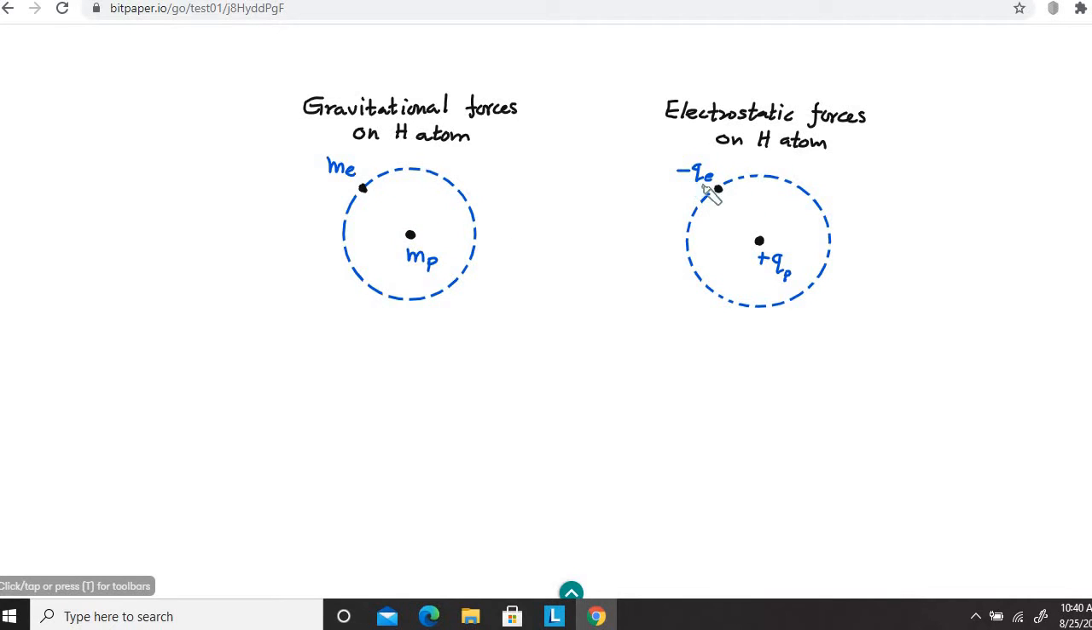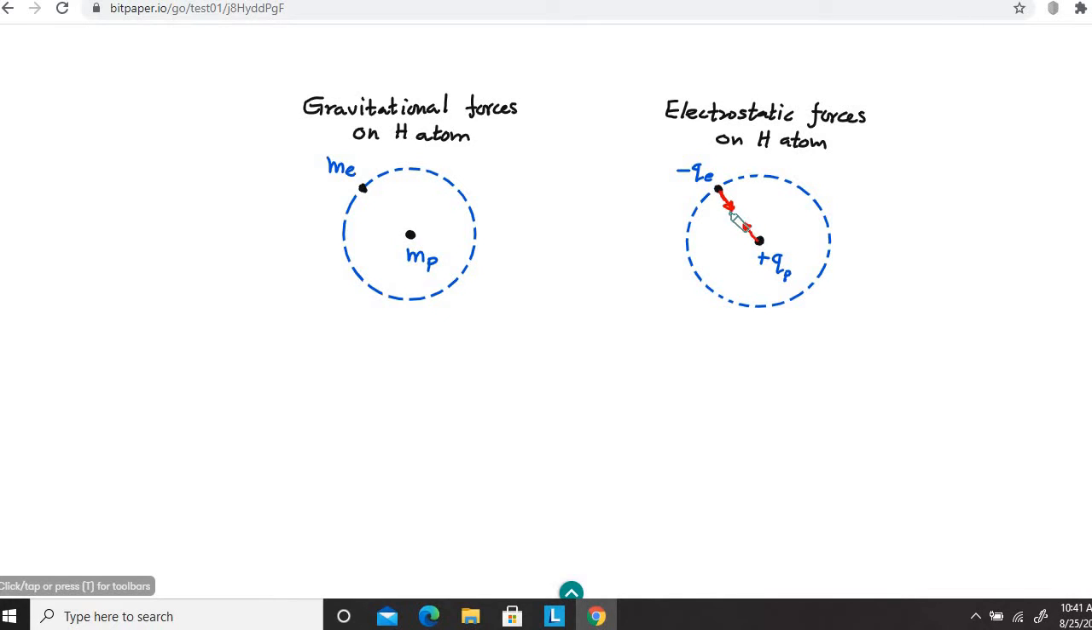So electrostatic forces, you can see there's a negatively charged particle, the electron, that is moving around. The positive charge is at the center, stationary. These are opposite sign charges. As a result, there's going to be attractive forces. So proton is pulling on the electron, and that is in this direction. Similarly, the electron is pulling on the proton, and that force is in this direction.